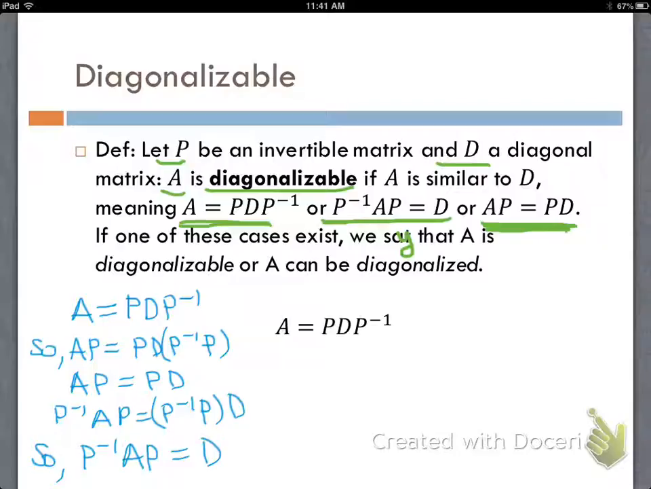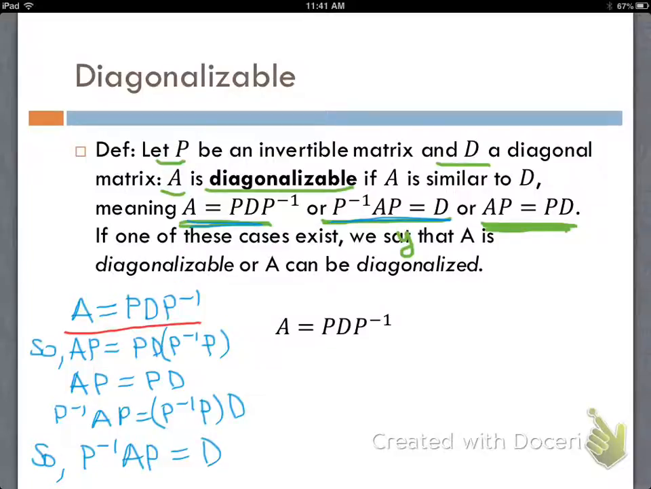And I could have shown you for all three, but I just wanted to show you how these two here are equivalent. And so that's what we have over here. So let's say we start off with A equals P times D times P inverse.